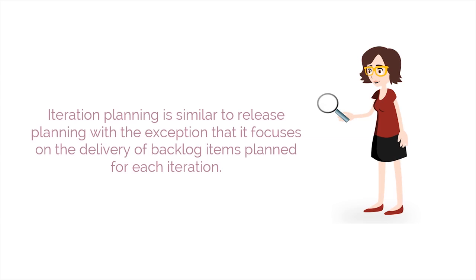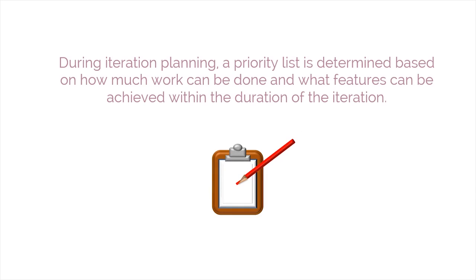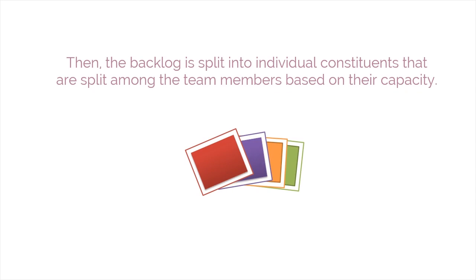Iteration planning is similar to release planning, with the exception that it focuses on the delivery of backlog items planned for each iteration. During iteration planning, a priority list is determined based on how much work can be done and what features can be achieved within the duration of the iteration. Then, the backlog is split into individual constituents that are split among the team members based on their capacity.